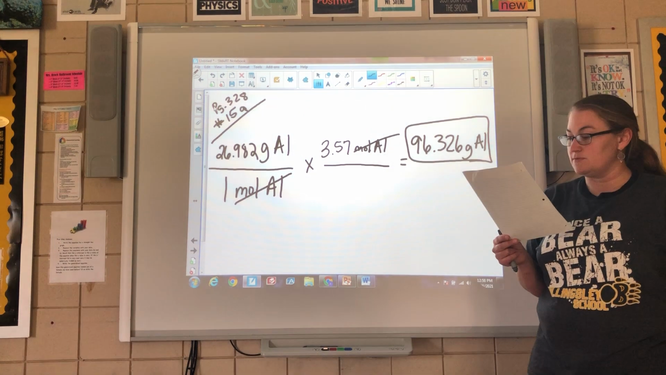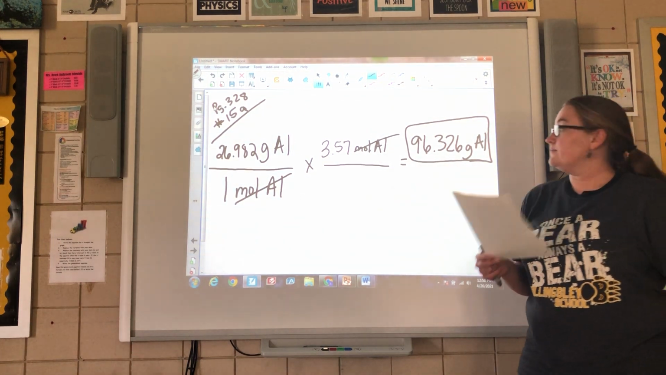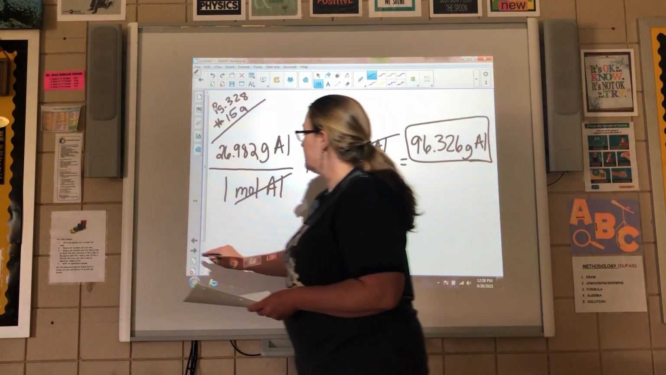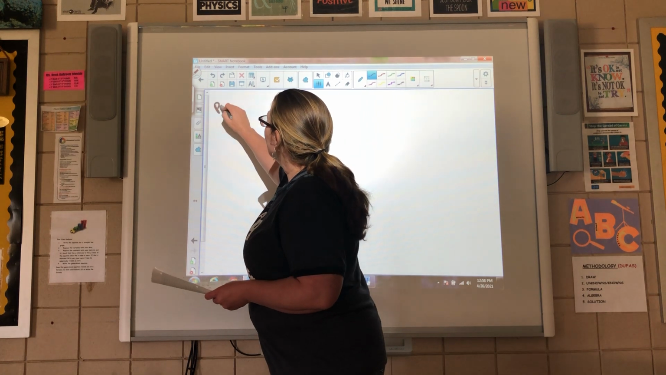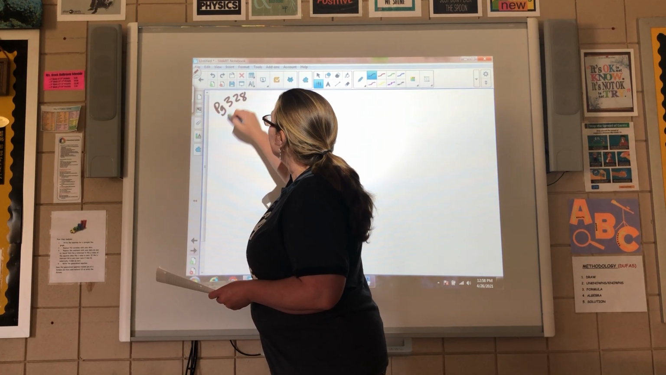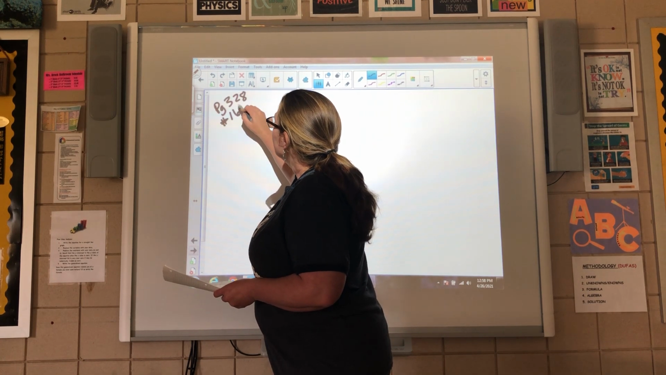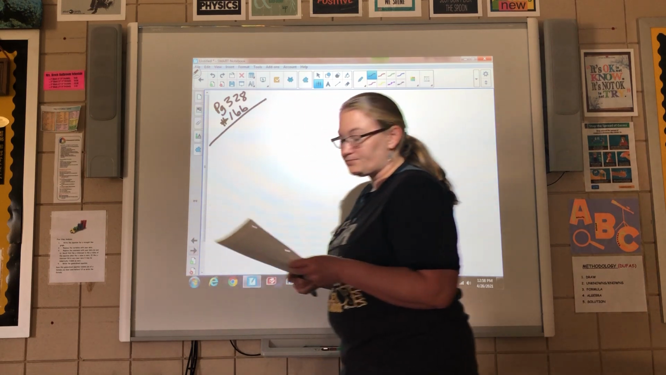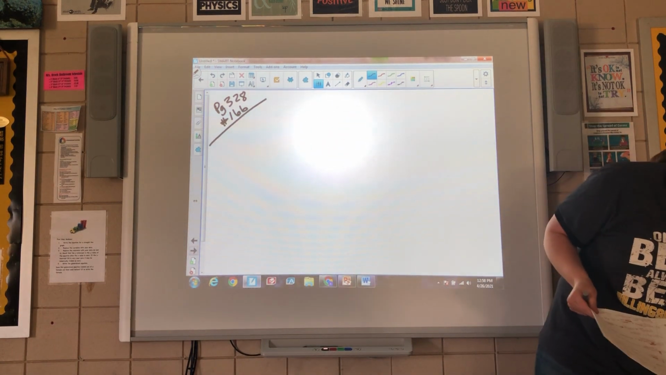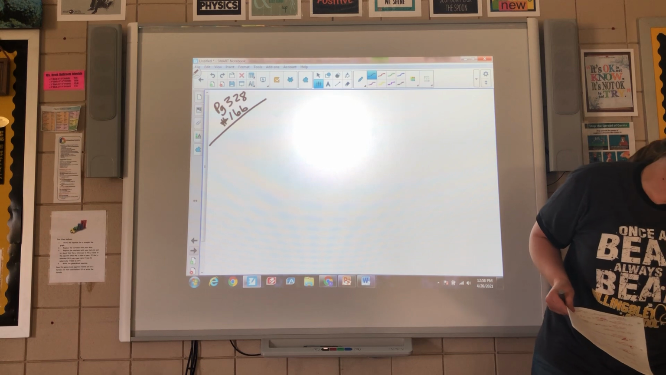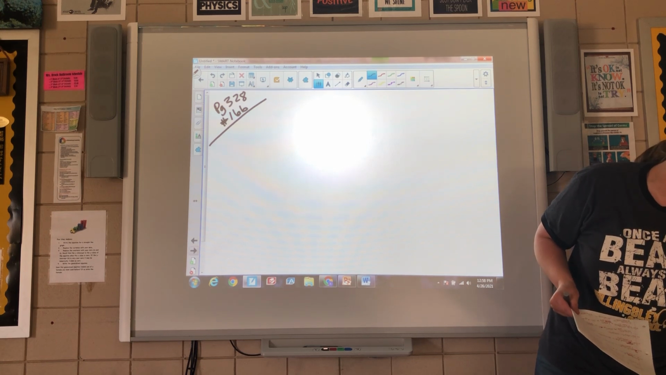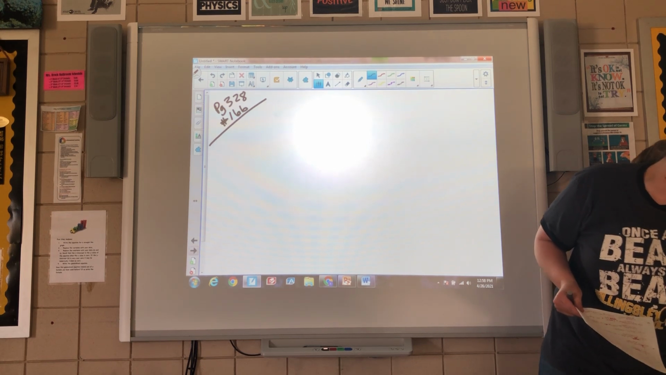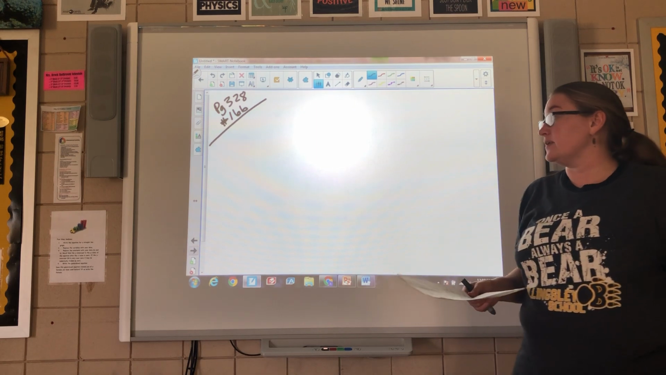Okay, we're going to skip to 16B. Alright, so go to the next slide. So we're on page 328 still, and we're at number 16B. 16B is telling us, convert each given quantity in scientific notation to mass in grams expressed in scientific notation.